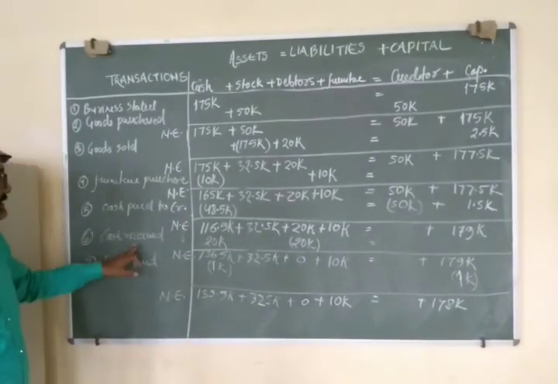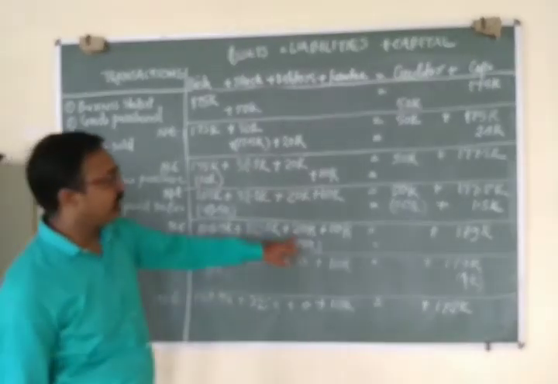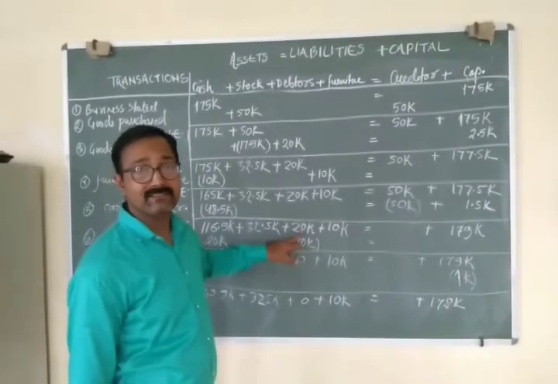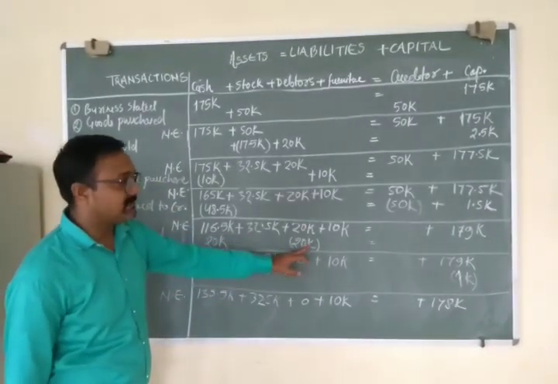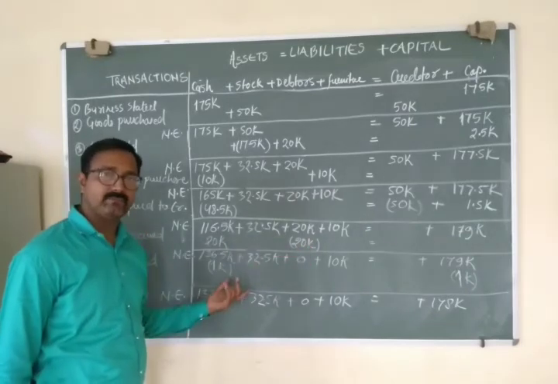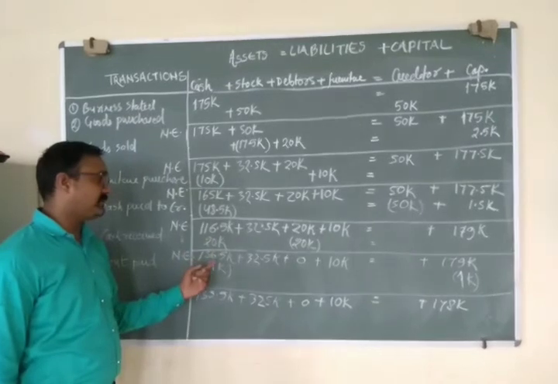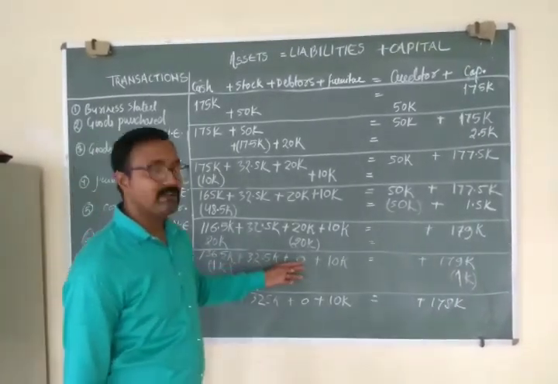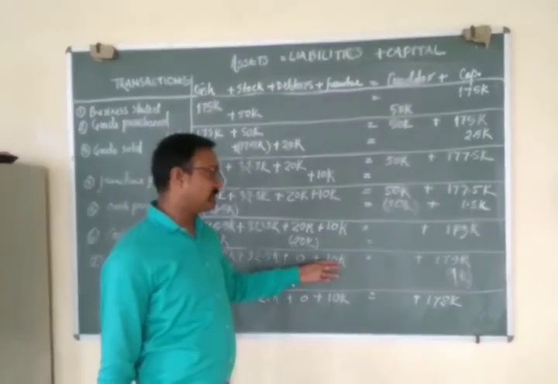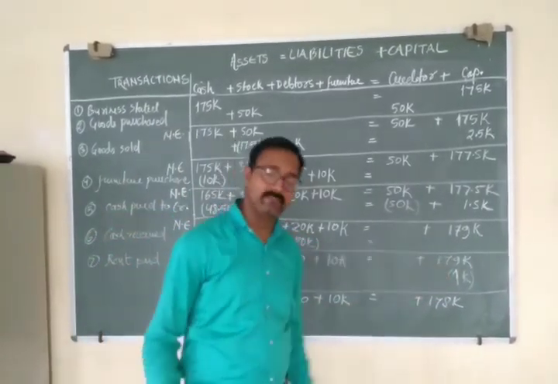Transaction number 6 is there, cash received from debtors. Debtors were due worth rupees 20,000 and we have realized this amount. So cash will increase by 20,000 but our debtors will decrease by 20,000, and there is no effect on the other items. So our revised cash will be 136.5. Stock has no change, 32.5, but our debtors will be 0 and furniture as well 10,000. And capital is 1,79,000.